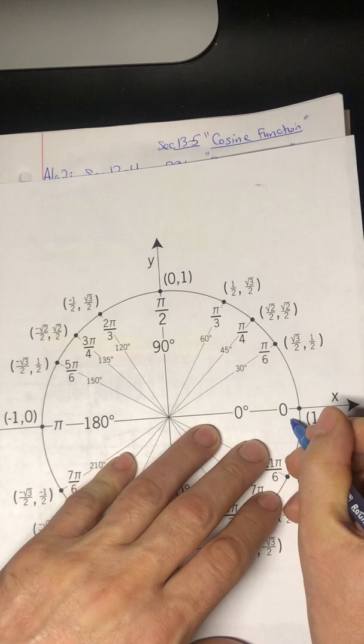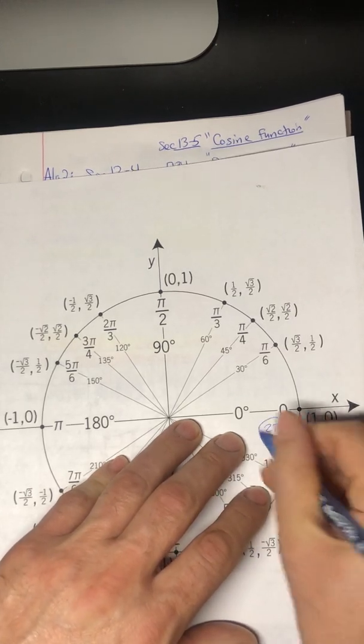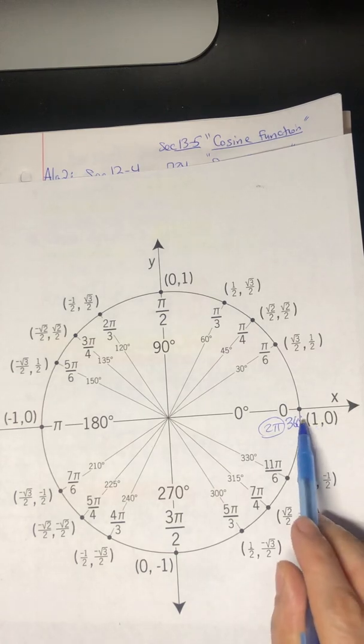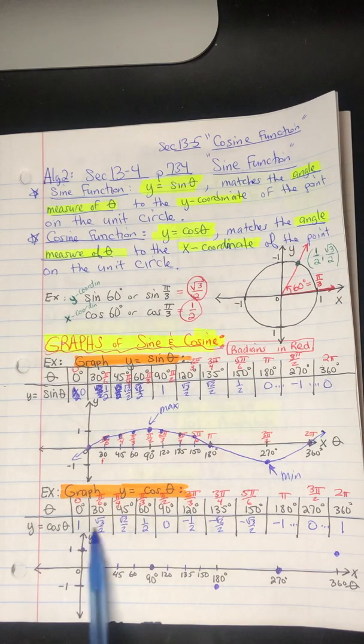This is 360, by the way, also. It's 0 and 360, which is 2 pi in radians. The cosine of 360, or the cosine of 0, is 1. That's where I got all these numbers from. So you can copy that down when you get a chance.